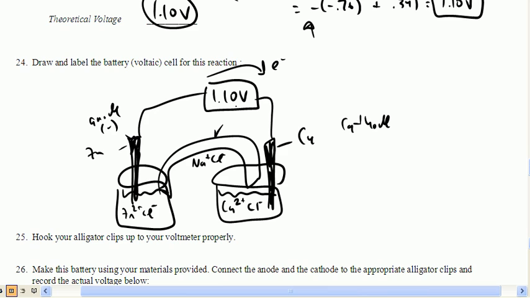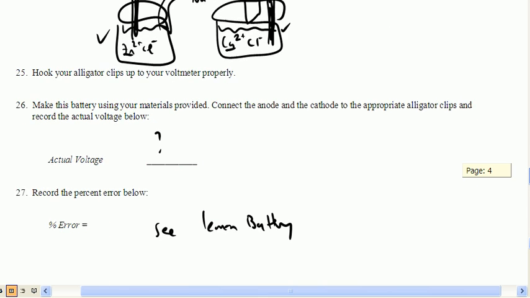We have the battery. It contains a salt bridge. It contains the two solutions with their identical metal immersed in them. These symbols should always be the same. It contains the electrons flowing from the anode to the cathode. It contains the voltage value and the anode and the cathode labeled.